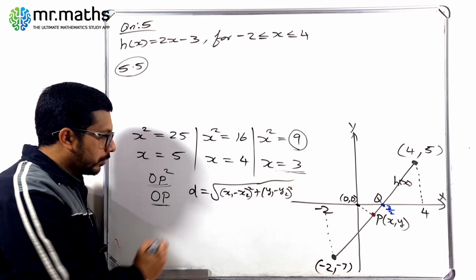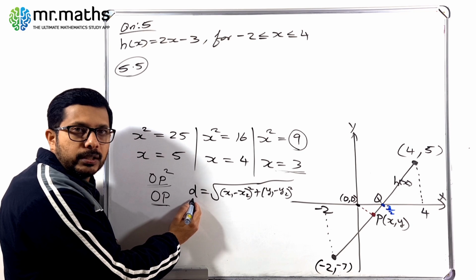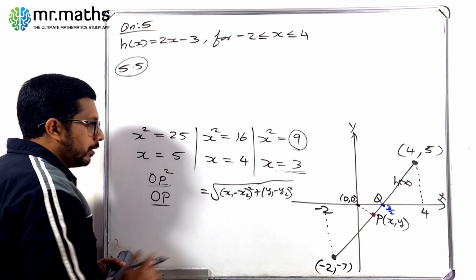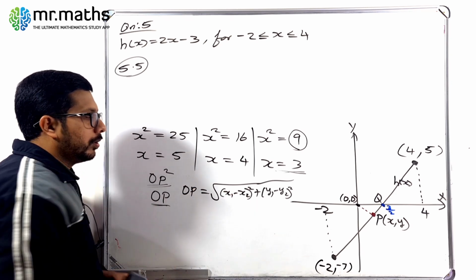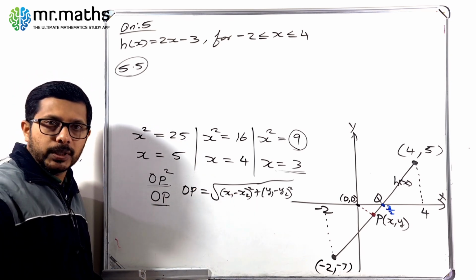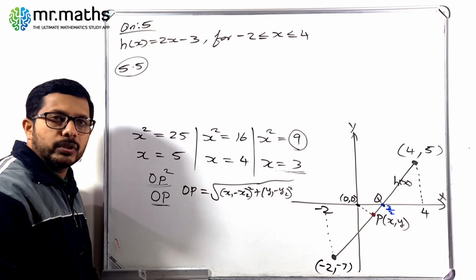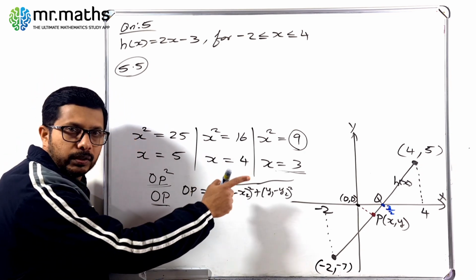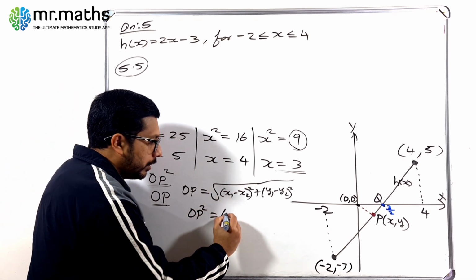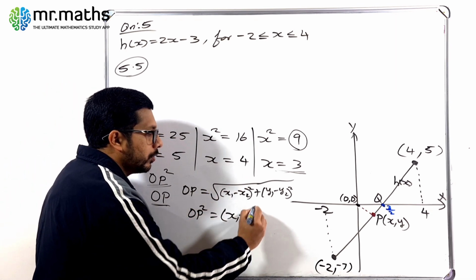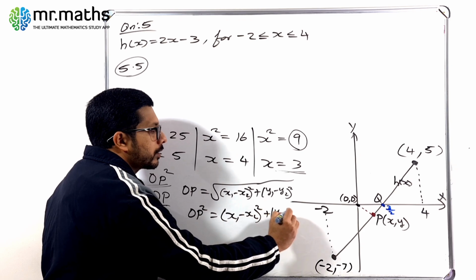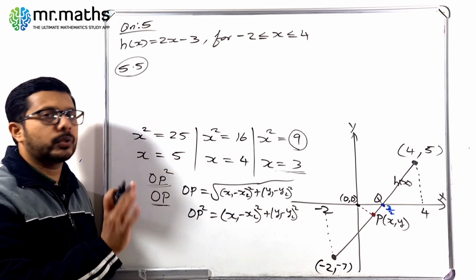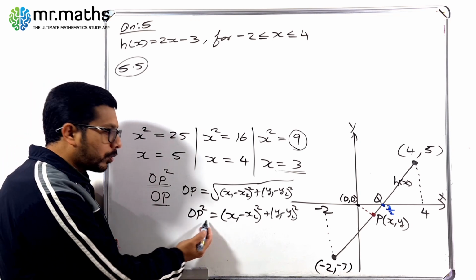d square. In our case, d is the distance, which means OP. So OP is equal to the root of (x1 minus x2) the whole square plus (y1 minus y2) the whole square. If I want to find OP square, I have to remove the square root. You know that one. So OP square is (x1 minus x2) the whole square plus (y1 minus y2) the whole square.